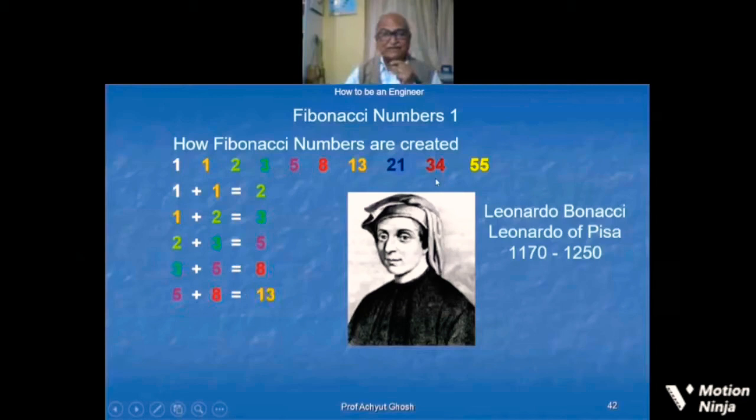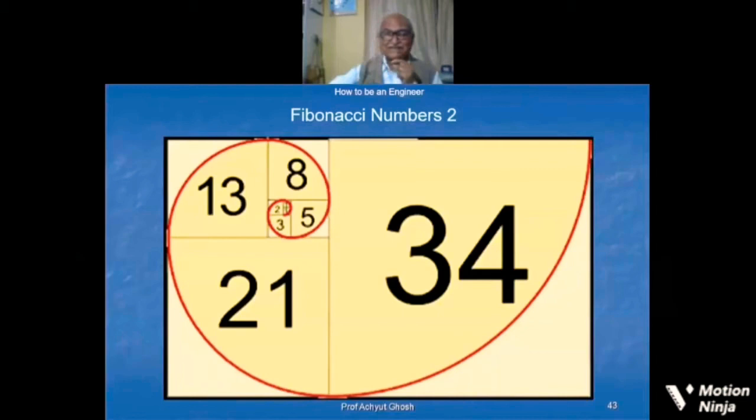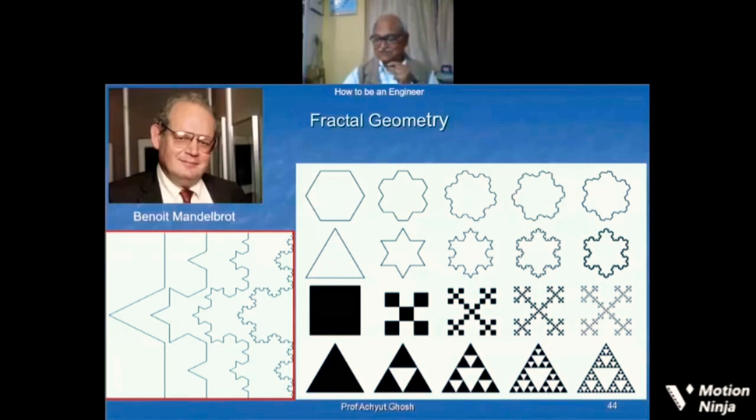But once you create a series like this, its beauty is beautiful. It gives you a calm like this. And nature follows Fibonacci numbers. All of nature follows this kind of calm. I'll show you later. Then Benoit Mandelbrot used to work in IBM.